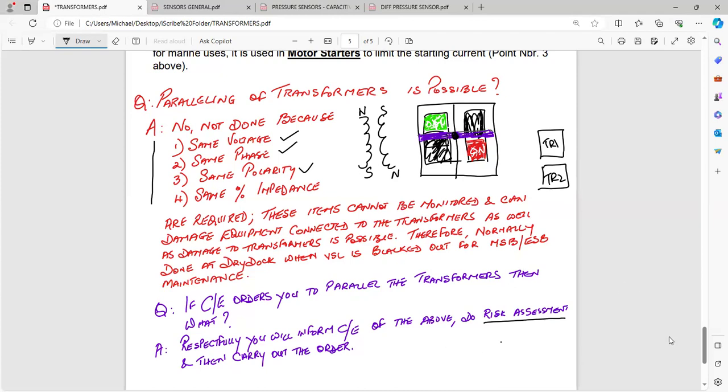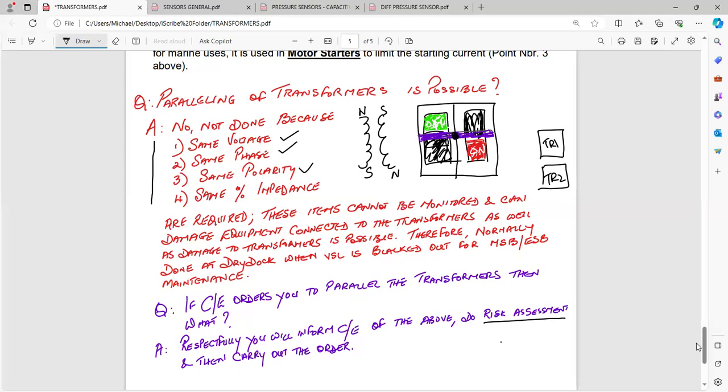Okay, any other queries or doubts with regard to transformers? So, what is the maintenance associated with the transformer? Maintenance with regard to transformers, nothing much.